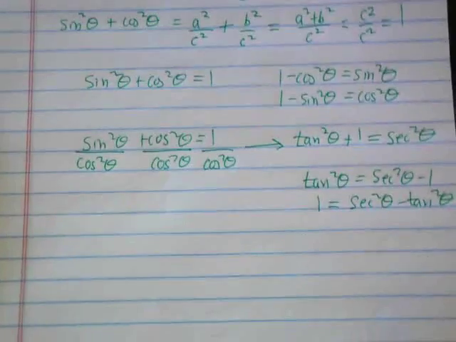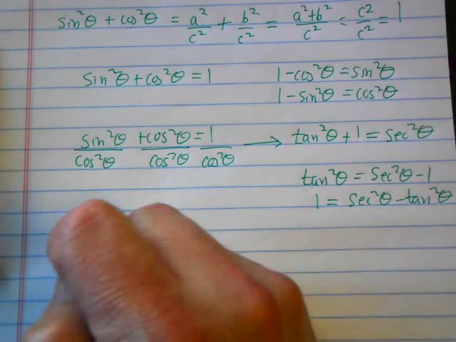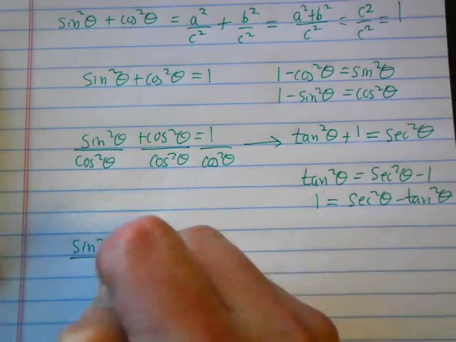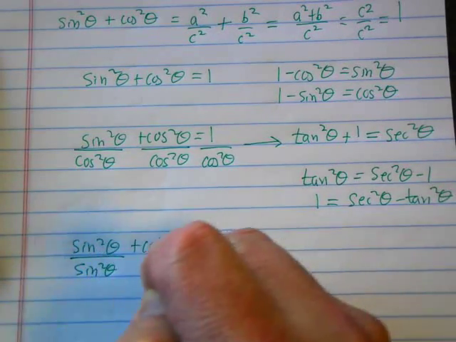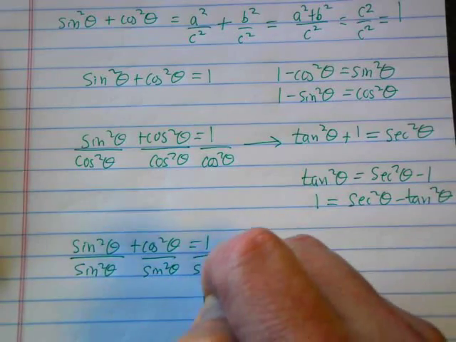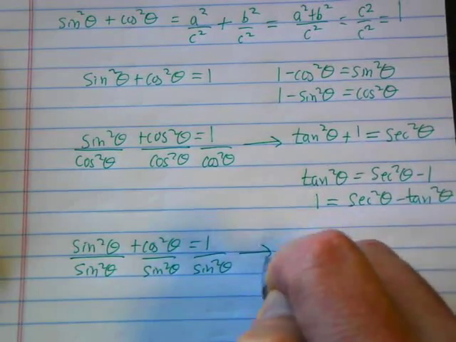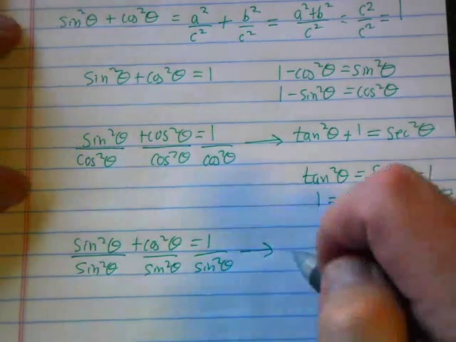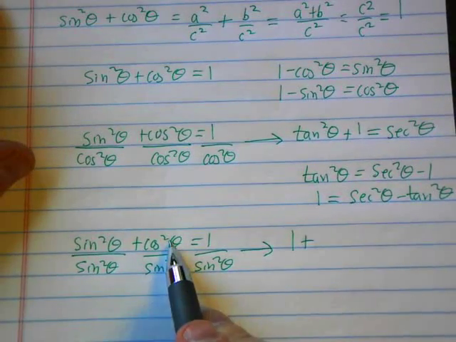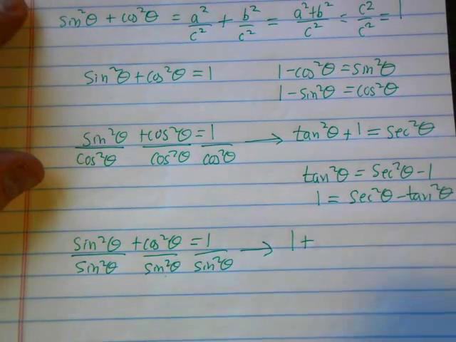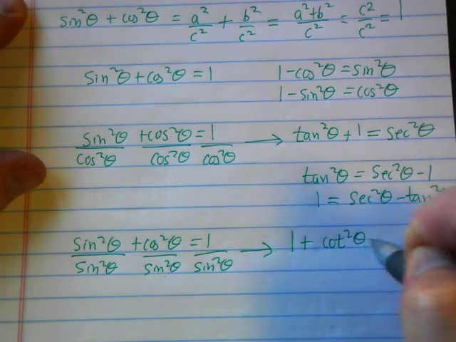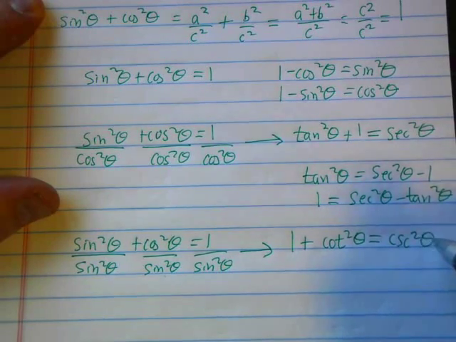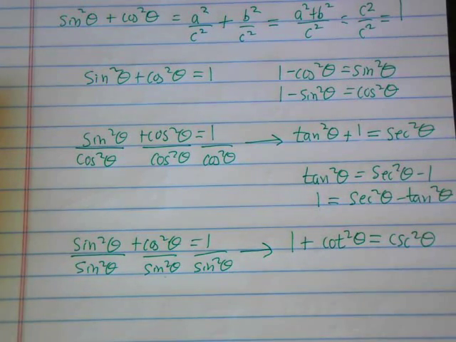Finally, I'm going to take this same identity, sine squared theta plus cosine squared theta equals 1. And this time I'm going to divide everything by sine squared theta. What's sine squared theta divided by sine squared theta? 1. What's cosine squared theta divided by sine squared theta? Cotangent squared theta. And 1 over sine squared? Cosecant squared. So there's yet another form of the Pythagorean identity.